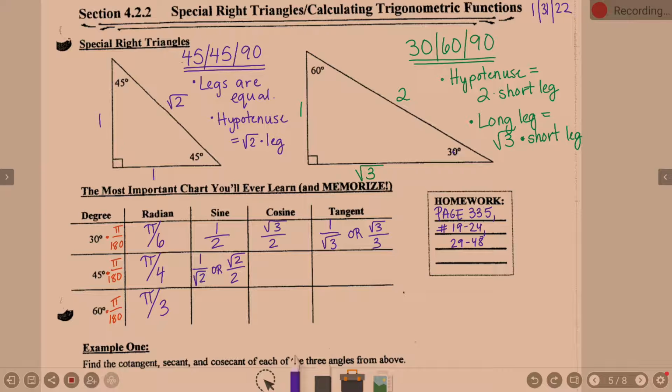It's the same thing, isn't it? Sine of 45 is opposite over hypotenuse. Cosine of 45 is adjacent over hypotenuse. Well, my opposite and adjacent are the same. So it is 1 over square root of 2, or in other words, square root of 2 over 2. Tangent of 45? Tangent is going to be opposite over adjacent, which ends up working out to be 1.